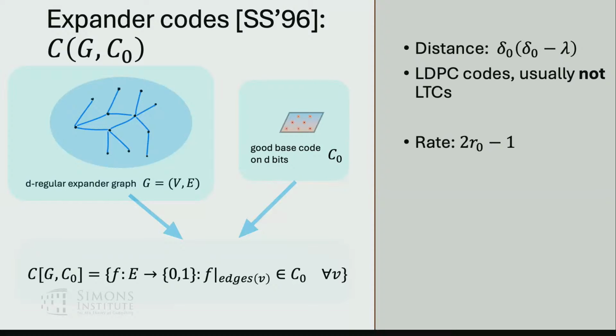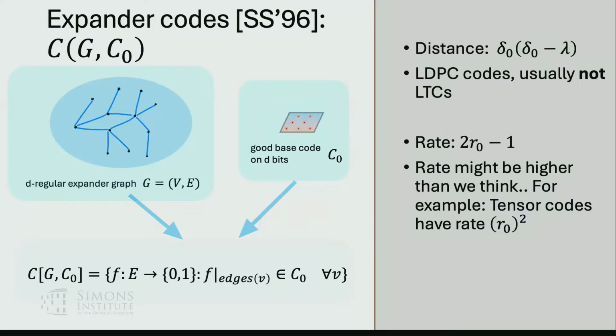And this works out exactly when the local rate is above a half. Okay, and our rate is going to be at least this number. I'm talking about relative rate, so this is a number between 0 and 1. When R0 is less than a half, this is negative, so I don't get anything. But this is a lower bound on the rate. The rate can actually maybe be higher.